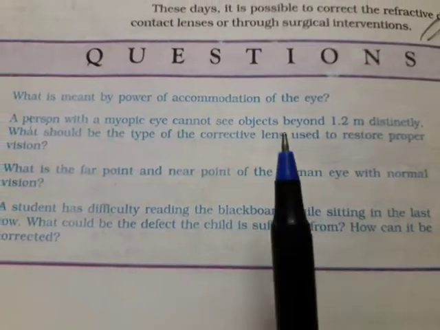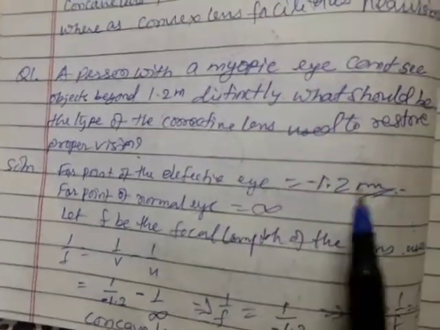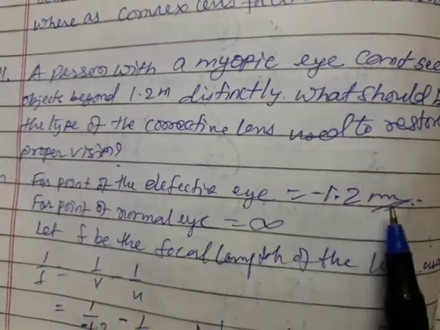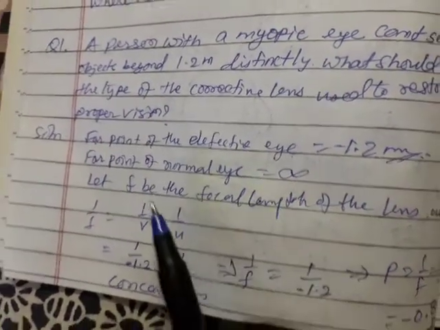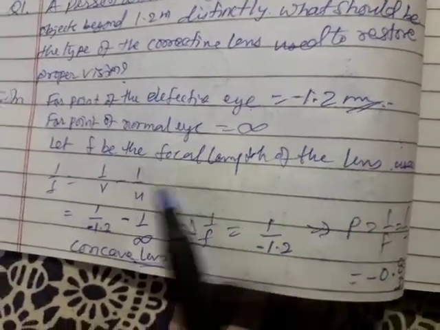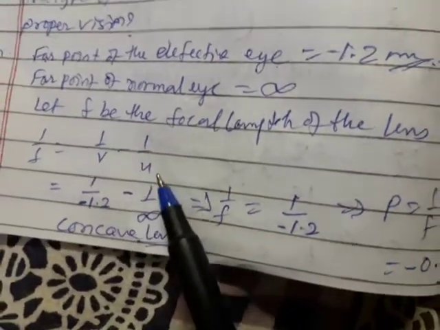Now how can this myopia be corrected? Just see with the help of this solution. The far point of the defective myopic eye is given as minus 1.2 meter. Now the far point of a normal eye is infinity. So let the focal length of the lens used be f. By the lens formula, 1 by f is equal to 1 by v minus 1 by u.